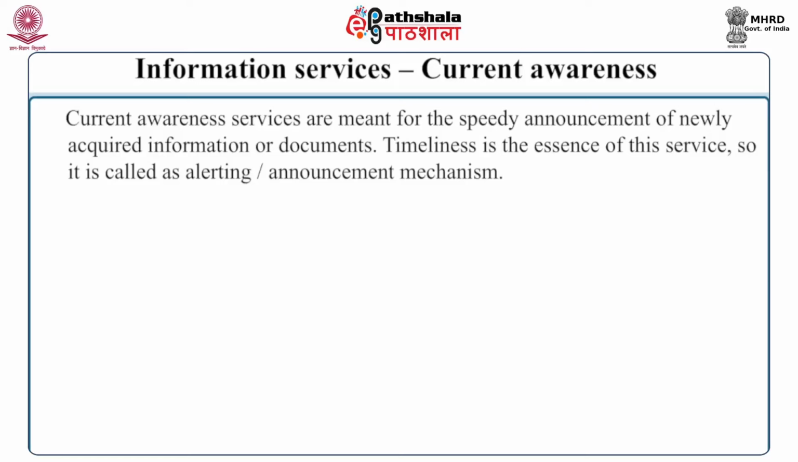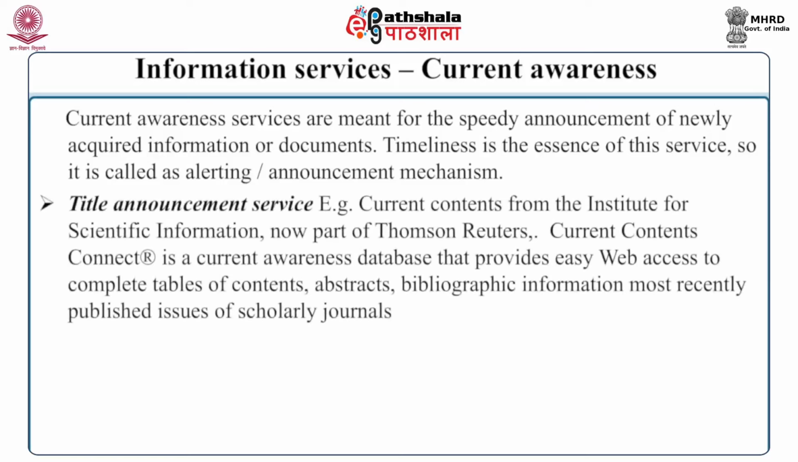That is current contents, that is, publishing only the contents pages of all journals. Contents pages will be bunched together and sent through airmail, so within a week we'll get them. It is an announcement that this particular article is coming, that some research has already been done on this subject, and that it is available in this particular article that is already published and you are going to get it. So such a type of announcement mechanism. The best example is Current Contents published by the Institute for Scientific Information. Now it is a part of Thomson Reuters.